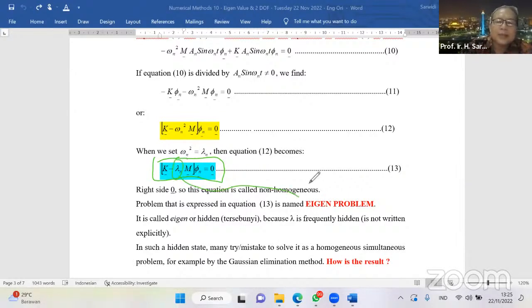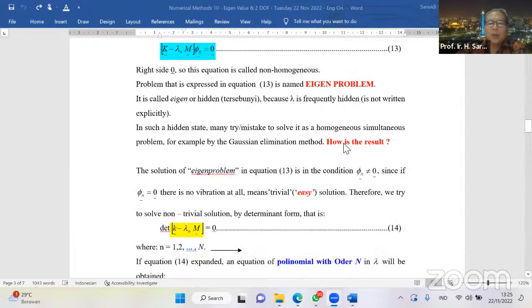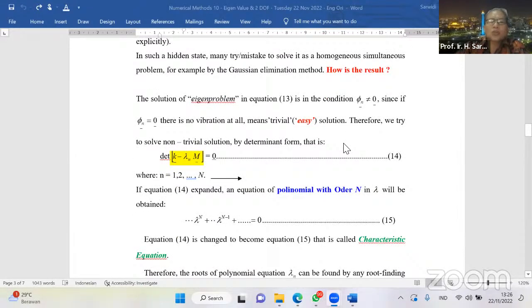Why? There is an eigenvalue. Yeah, this is the eigenvalue lambda. Why? If you solve by using Cramer's rule or elimination directly, you will not get it. You will stop. Yeah, cannot apply the elimination. Yeah, so we have to go to the next process, and then continue to become manageable. So the solution, call it eigen problem.